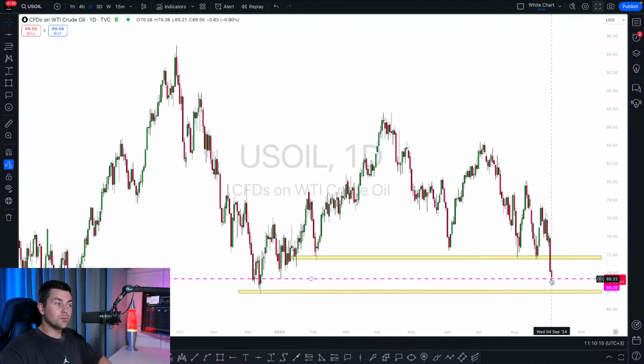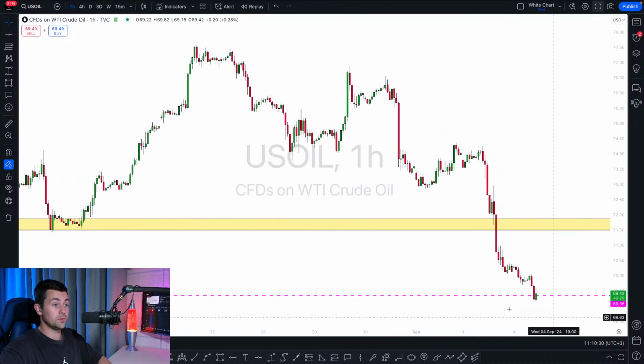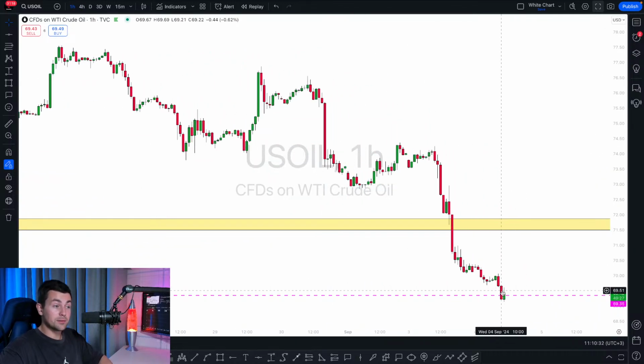So from that support, we can look for a pullback trade. You can see that the market looks quite oversold after yesterday's significant bearish movement, and we can look for some pullback trade from that support. And currently, we can look for some confirmation here to buy. But on lower time frames, so far there is no confirmation.